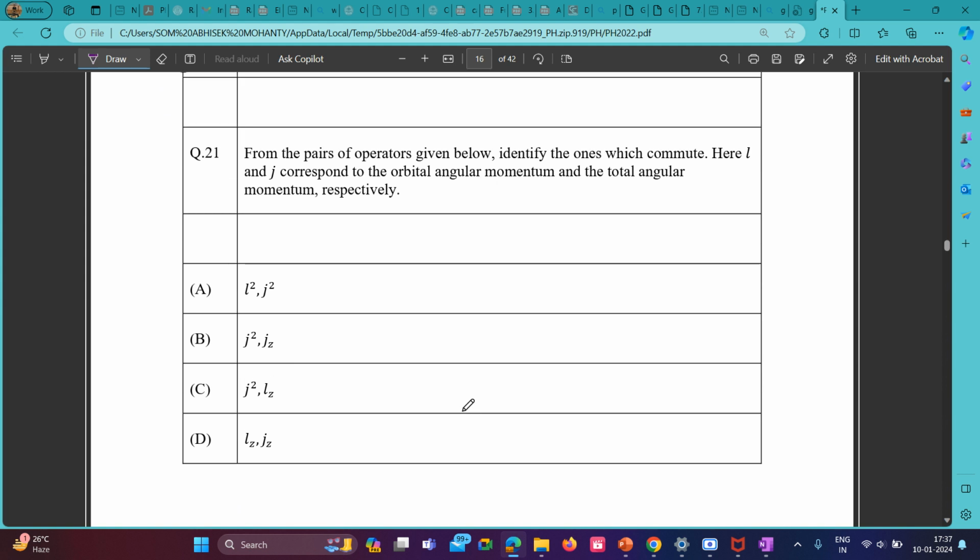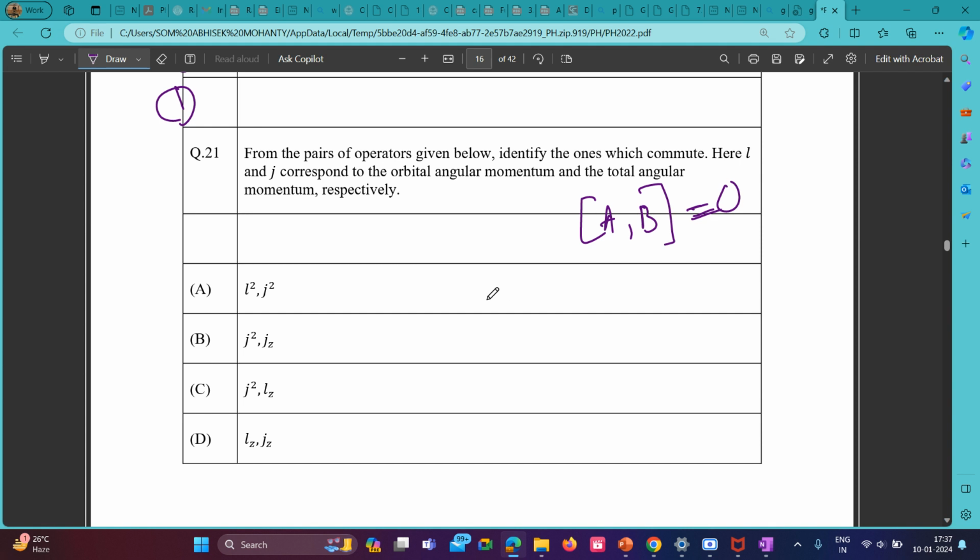Question 21. That's one mark. From the pair of operators given below, identify the ones which commute. Commute means AB commutator bracket is equal to 0. Here L and J correspond to the orbital angular momentum and total angular momentum respectively. Okay, so let's check which are commuting.